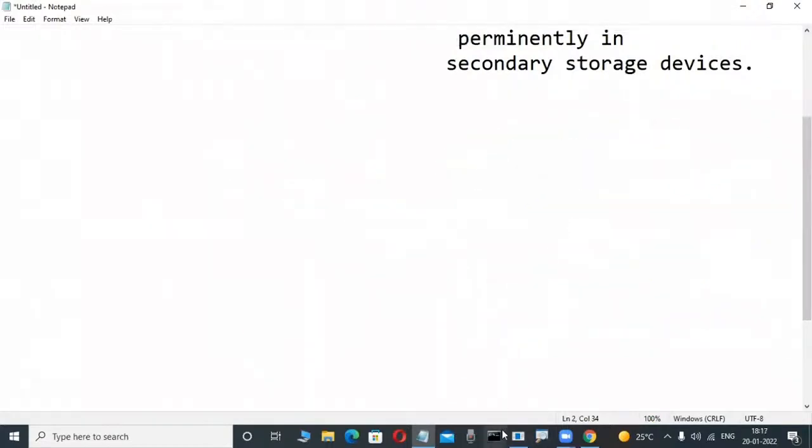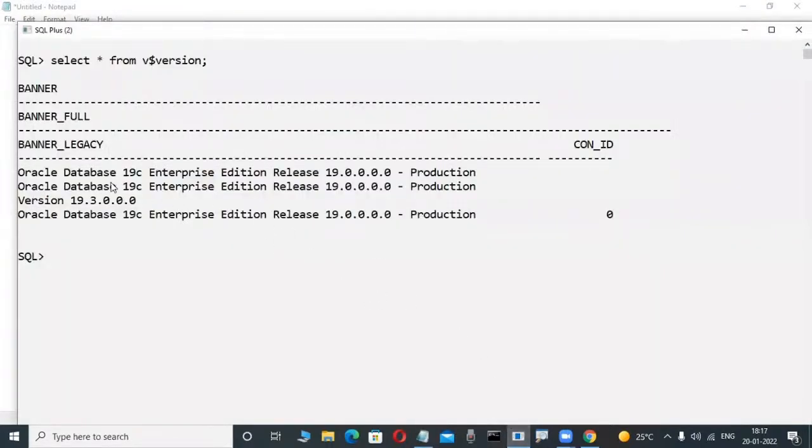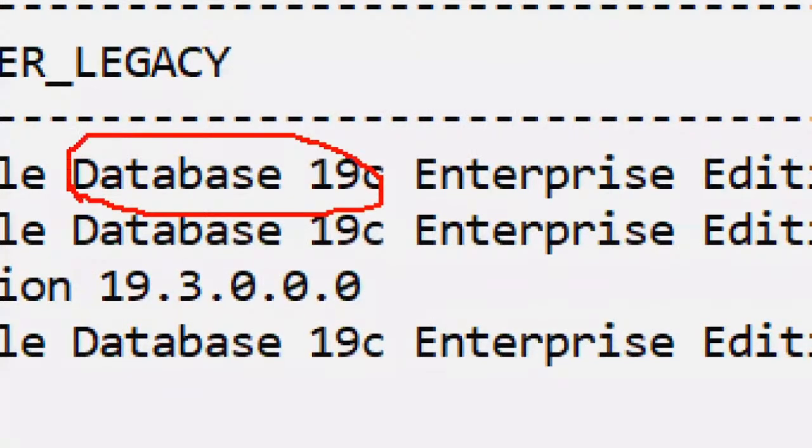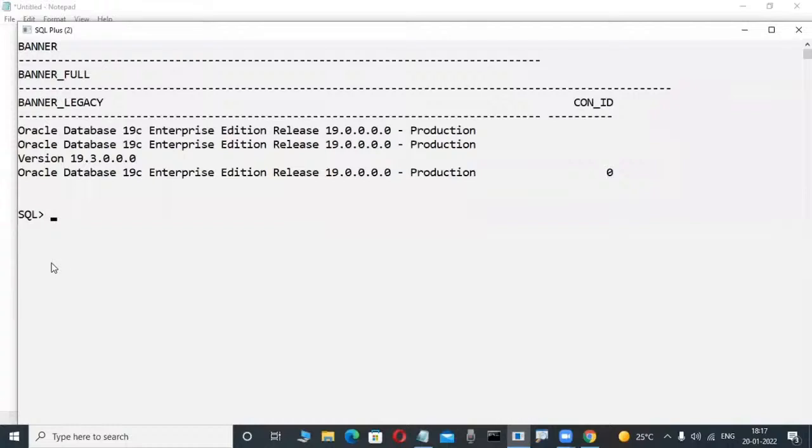Now check it out, concentrate here. For example, suppose this is an Oracle database. In my system, so many classes we are learning and teaching, that's why so many tables are there. Check it out, observe it here. In my Oracle database, this is a table, something is there.